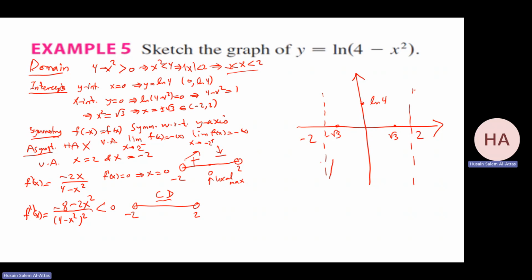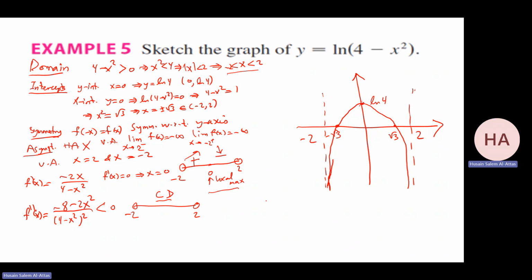These are asymptotes, both going to minus infinity. So I go to minus infinity, passing through this point. And from the symmetry side, this will give me this. It's doing the same thing. From 0 to 2 in this region, it will be decreasing and concave down. So this will be the graph of the function.